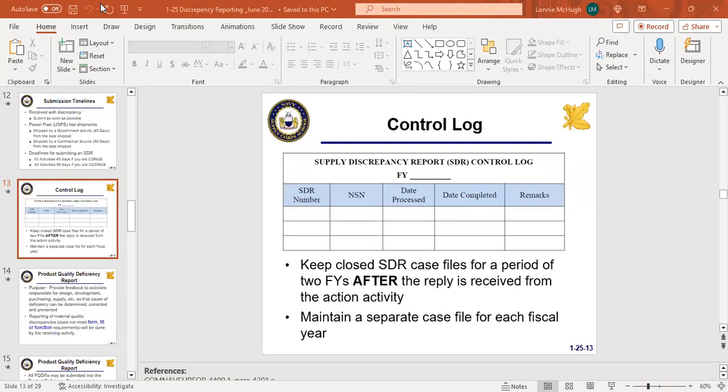We also have timelines. If you are CONUS, 45 days is your requirement for submitting the SDR, and 90 days if you're OCONUS. It's kind of hard to tell on those days because it is days from discovery, so the sooner the better, obviously. You want to make sure that you are doing your research before submitting, because you don't want to go through the problems of submitting and then it show up at your command. And then you keep your log for 2 years. All right, moving on to the quality deficiency report, unless we have questions.